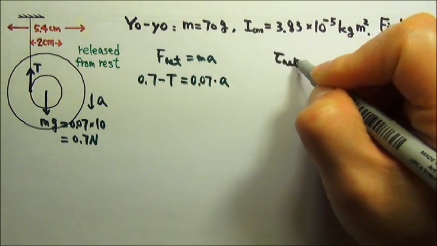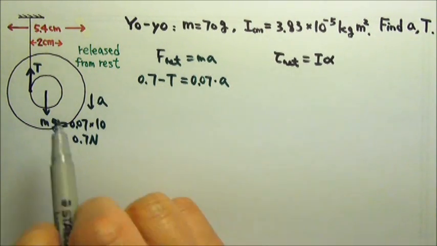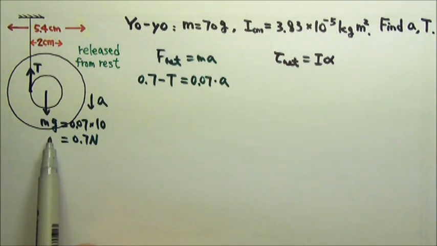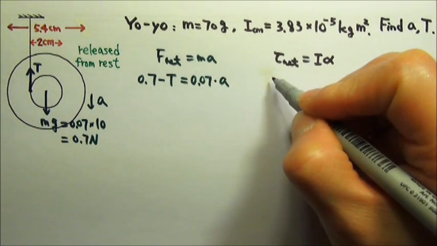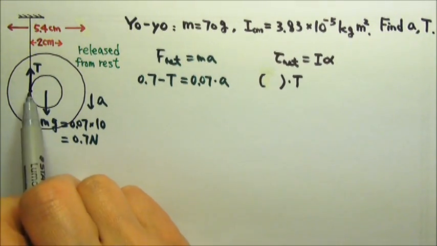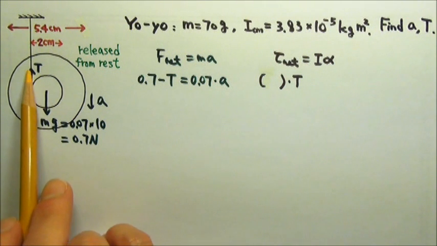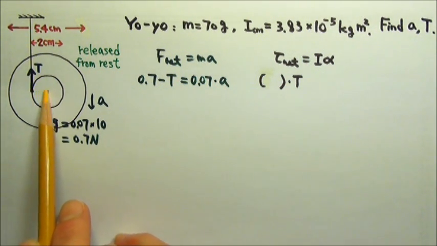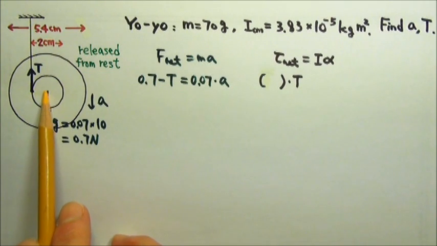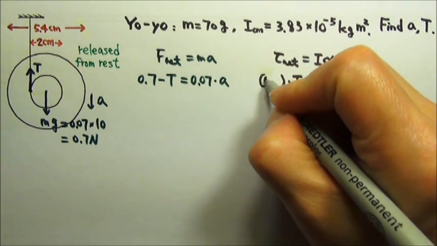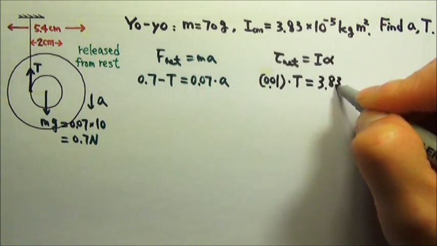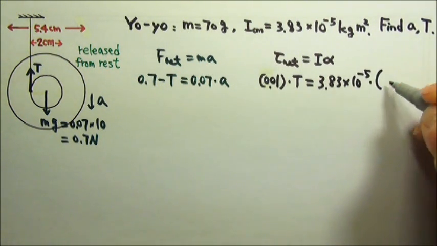And then we can write the net torque equals I alpha. The torque is produced by the tension because mg goes through the axis, so mg does not provide any torque. So the tension provides torque, and the torque equals the lever arm times the force. What is the lever arm? The lever arm is the distance between the line of force and the axis. So it is this distance. Since the diameter here is 2 centimeters, the lever arm here must be 1 centimeter, which is 0.01 meter. And this should equal I, 3.83 times 10 to the negative fifth, times alpha.